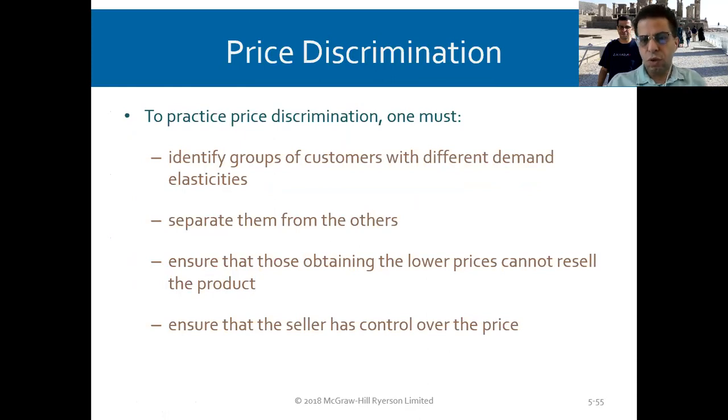So why do we practice price discrimination, and when can we do that? One must identify groups of customers with different demand elasticities, separate them from others, ensure that those obtaining the lower price cannot resell the product, and ensure that the seller has control over the price. We'll explain each one of them separately.